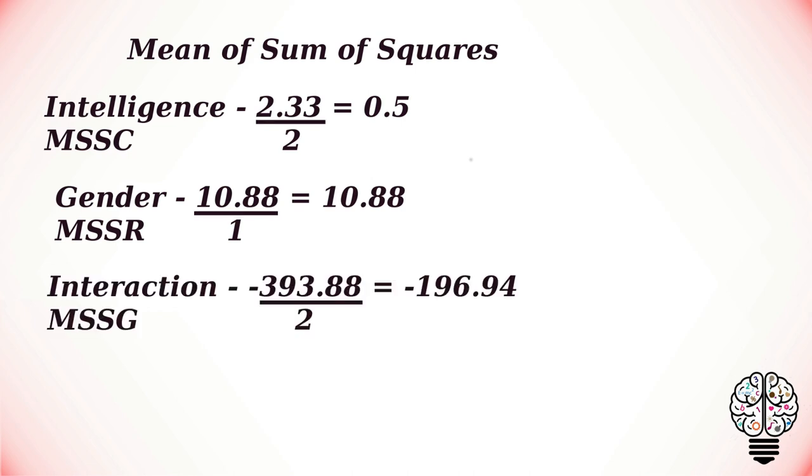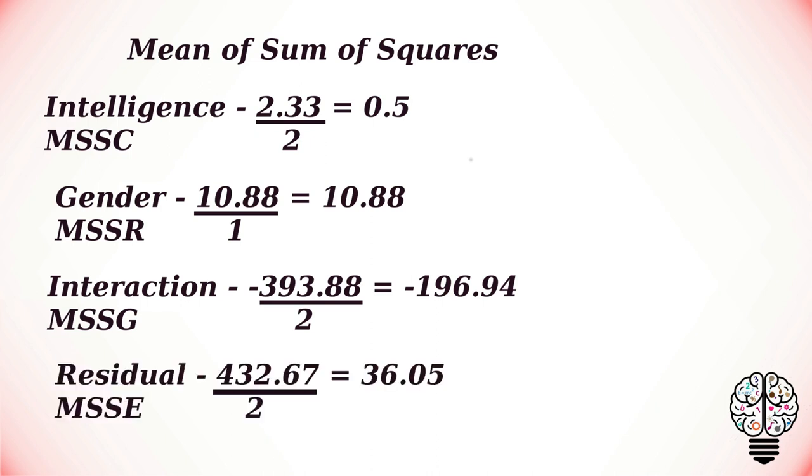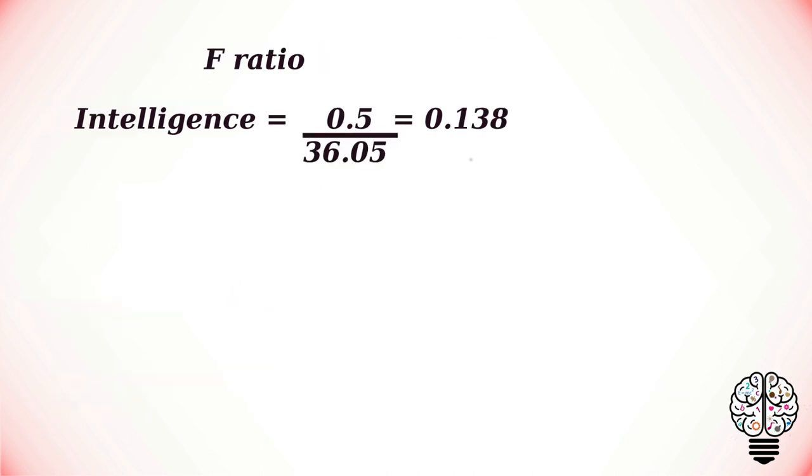If we do that, we'll get our value as 10.88. Next, for interaction, we have to divide the sum of the squares of group value by the degrees of freedom of the interaction value. And if we do that, we'll get our mean of sum of squares value as -196.94. And finally, for residual, we divide the residual sum of squares value by the degrees of freedom of residual. If we do that, we'll get our mean of sum of squares value of residual as 36.05.